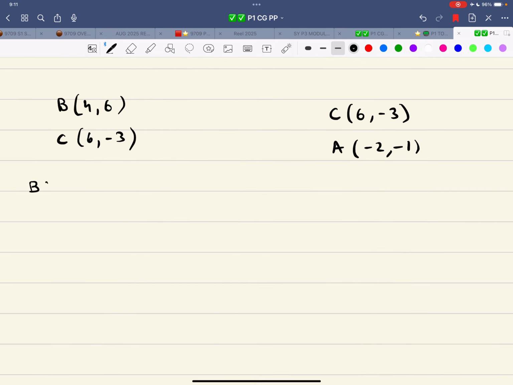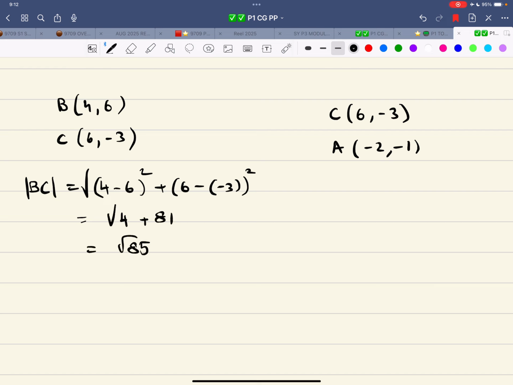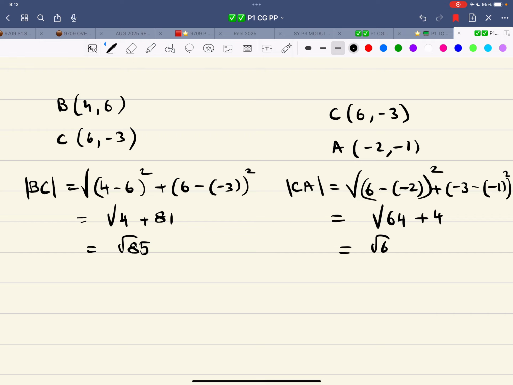Similarly, for BC, that is (4 - 6) whole square plus (6 - (-3)) whole square, square root. This is 4 and this is 9 square, which is 81, square root, which is root 85. And last but not the least, CA, that is (6 - (-2)) plus (-3 - (-1)) whole square, under root. This is 8 square, which is 64. And this is -3 plus 1, -2 square, which is 4. Square root, that comes out to be root 68.